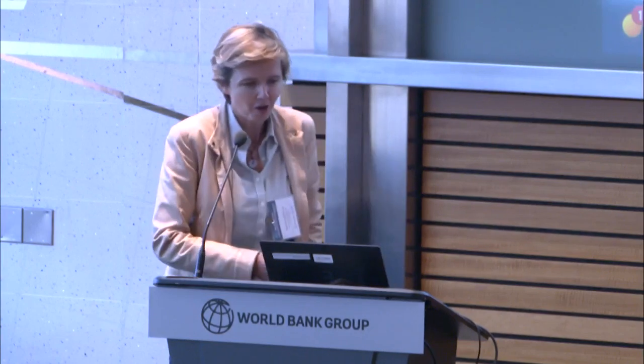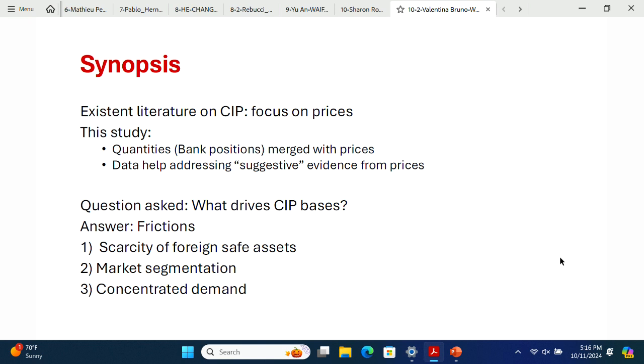Okay. So this paper is going to be a relevant paper in the literature, and it's going to get hundreds of citations. And I'll tell you why. The existing literature looks at CIP deviations and focuses on prices. And this study has a cool data set that looks at quantities, bank positions. And so it's able to answer questions, or at least address questions, for which we have suggestive evidence from prices.